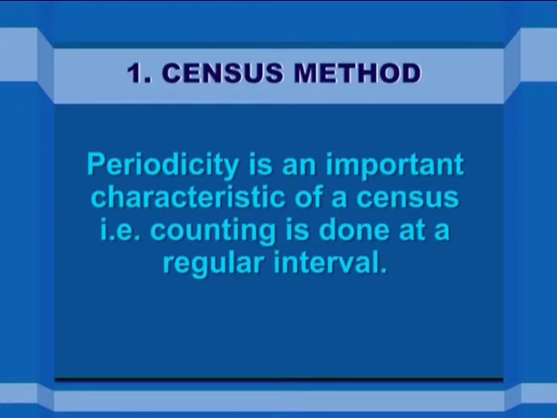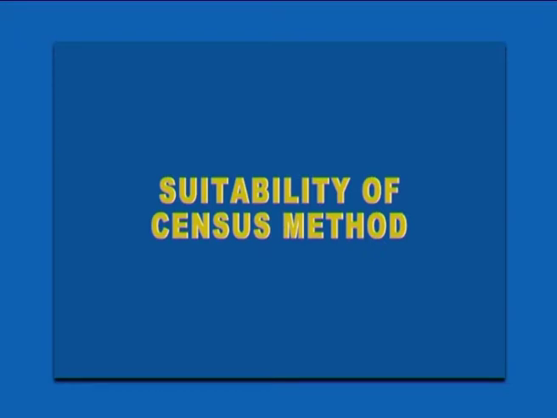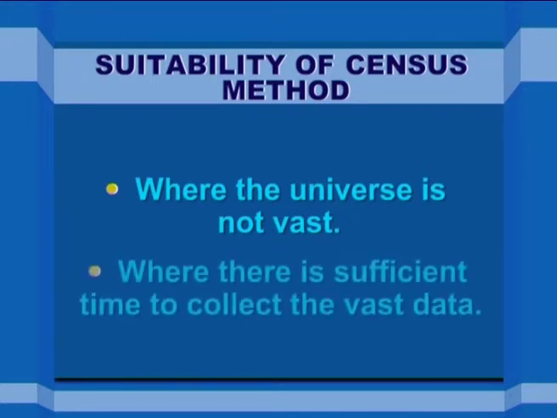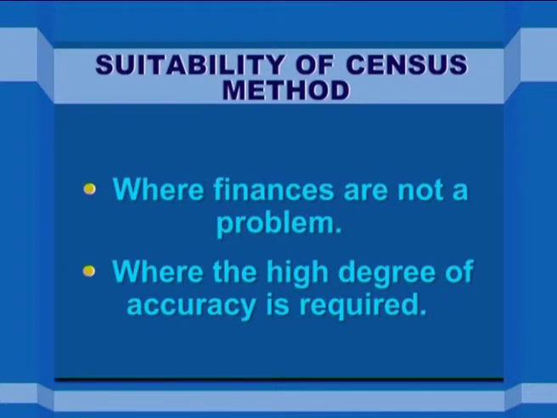That is, counting is done at a regular interval, say in case of India after 10 years. Another characteristic feature of census is simultaneity, which implies that the entire population is counted simultaneously at a specified point of time. Suitability of census method. Where is the census method suitable? Census method is suitable generally in the cases where the universe is not vast, where there is sufficient time to collect the vast data, where finances are not a problem, where a high degree of accuracy is required.